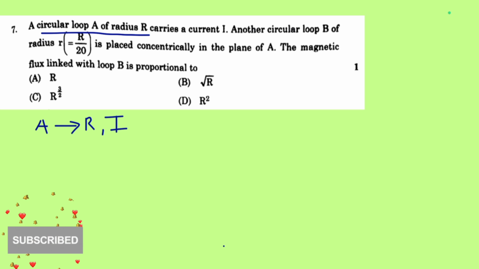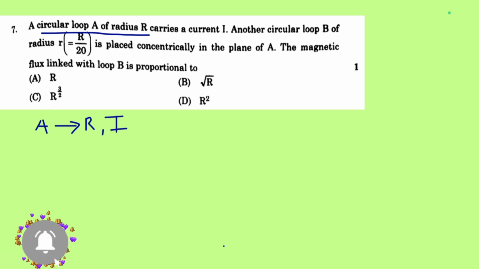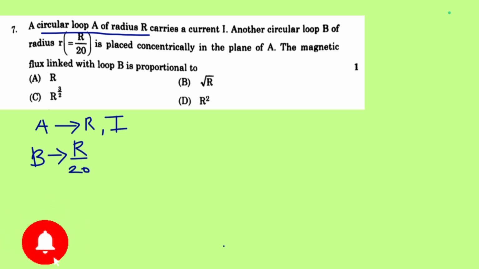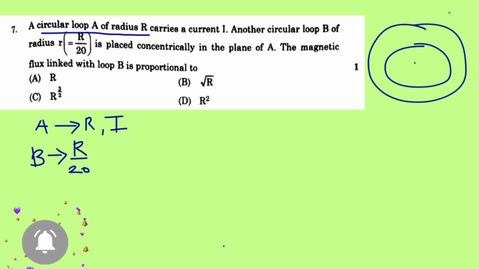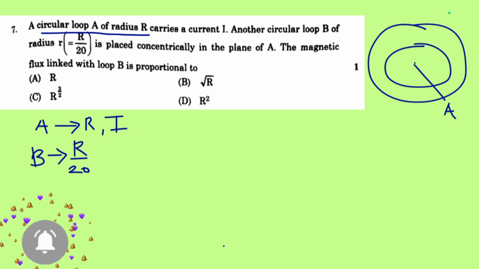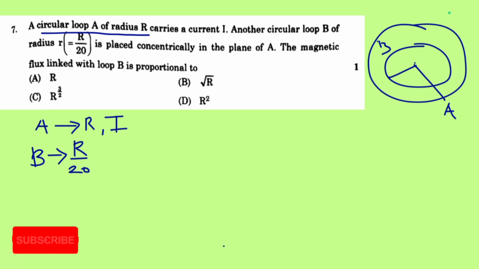Another circular loop B having radius r by 20 is placed concentrically in the plane of A. In the plane of A means there may be a structure like this, in which the radius of A is bigger, so this should be A, and the radius of the other loop B is smaller, that is r by 20, so we will take it as an inner circle or circular loop. Fine.